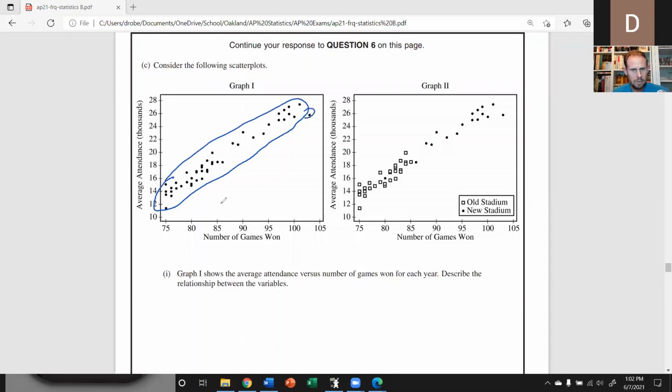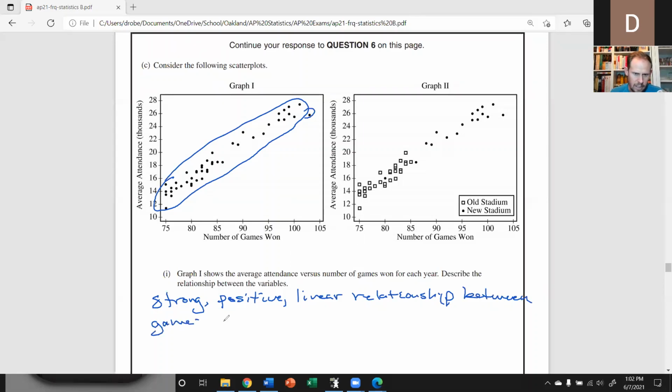All right, I just missed that one. There we go. But there's definitely a strong positive linear relationship between games won and, I guess I should say, average attendance and not just attendance, with no outliers.